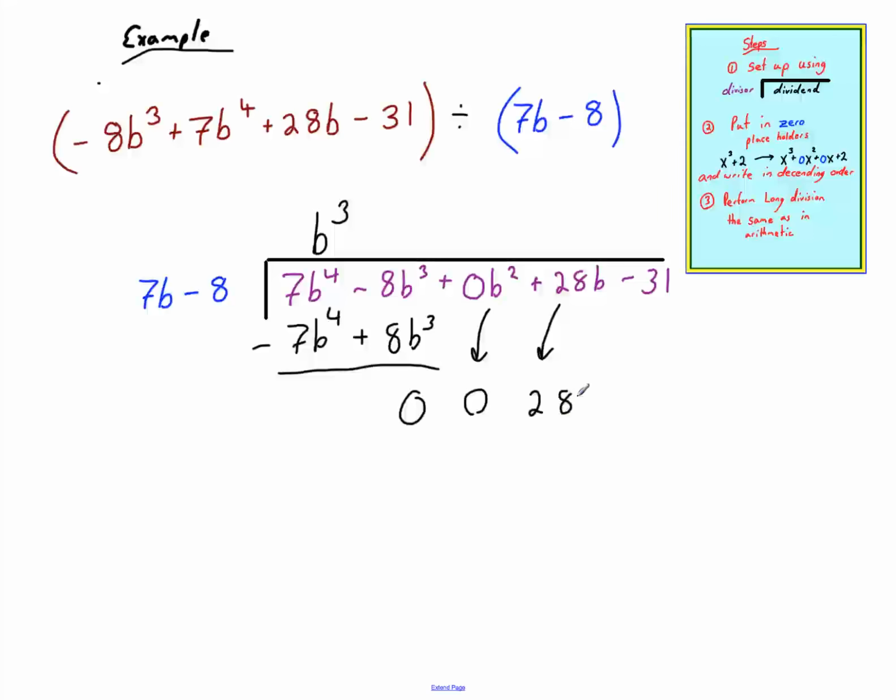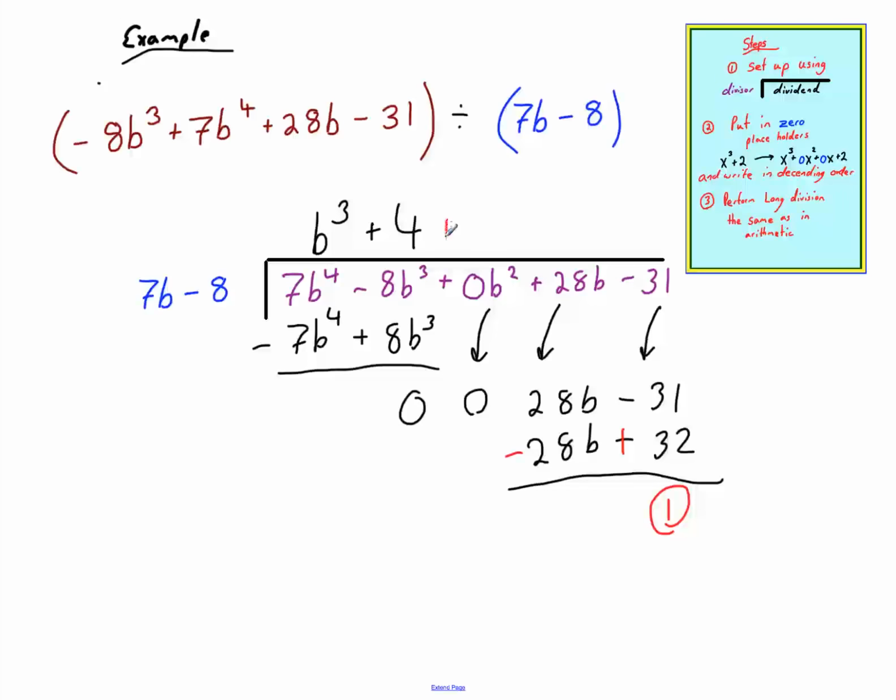I'm going to drop that. That's 28b. And I can drop this to minus 31. And let's just put in a plus 4 here. 4 times 7b is 28b. 4 times negative 8 is negative 32. Now I subtract these, makes that a plus, and I get my remainder of 1, and that gives me the same thing that we got previously.